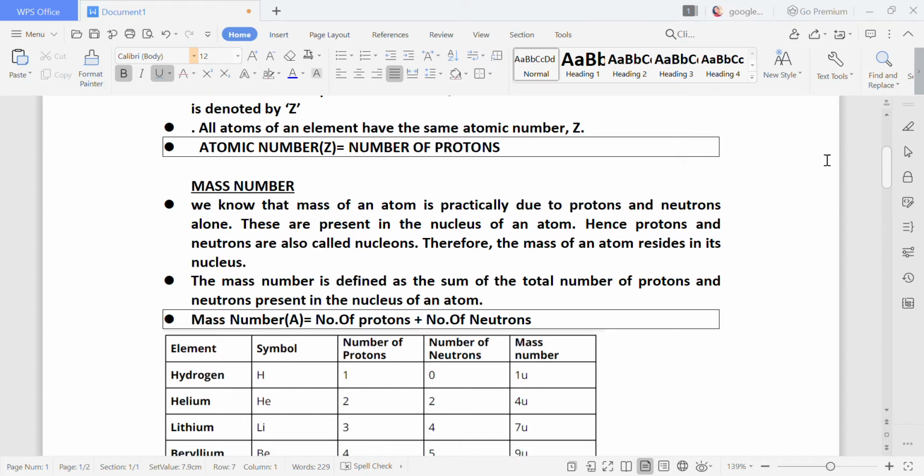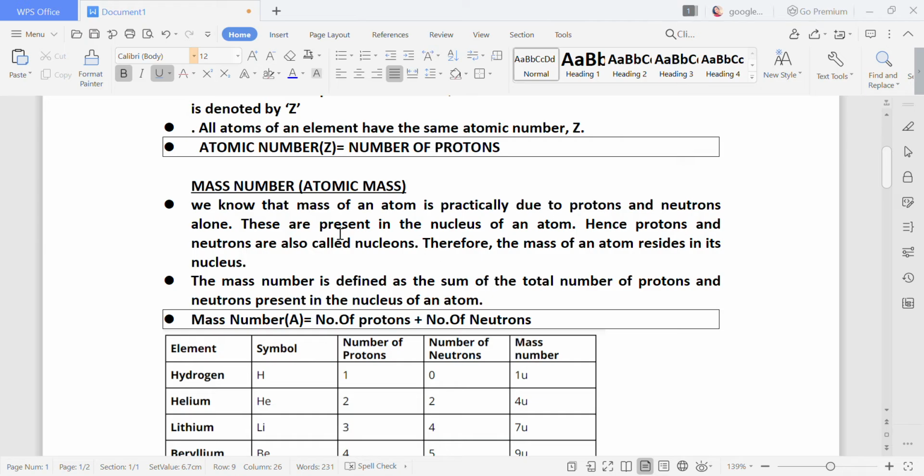Then we come to mass number. Children, I must tell you that mass number is also known as atomic mass. And what is mass number? We know, as I told you earlier also, that the mass of an atom is practically due to protons and neutrons. Why? Because electrons have no mass or negligible mass. So basically all the mass of the atom is actually given by protons and neutrons alone.